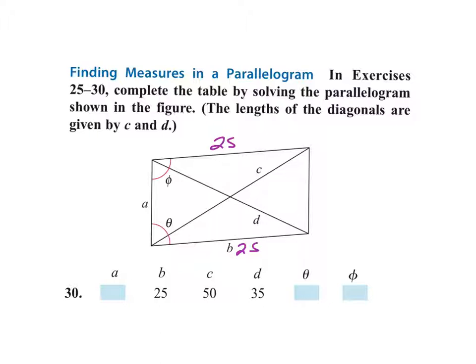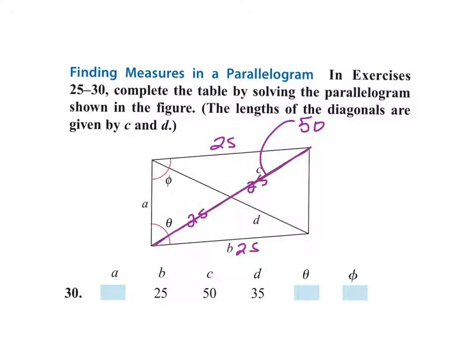C, and I'll be honest, the first time I did this problem, I thought C was just the part segment of the diagonal. It's not. If you read the directions, it says the lengths of the diagonals are given by C and D. Okay, so the whole diagonal is C, which means this whole thing is 50. And diagonals bisect each other in parallelograms, which means that this would be 25 and this would be 25.